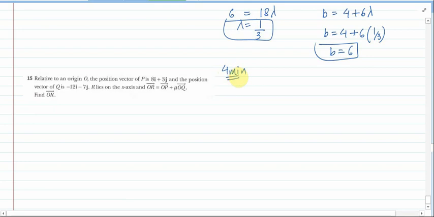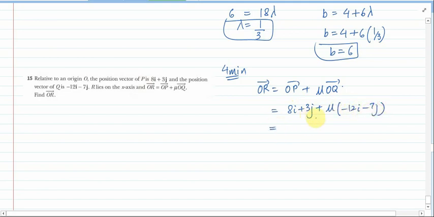Alright, the equation we have is OR equals OP plus mu times OQ, right? The values for P and Q are known, so OP is 8i plus 3j, plus mu times OQ, and OQ is minus 12i minus 7j. I'm going to gather the i and j terms all together, so it will be 8 minus 12 mu i. Alright, I have multiplied the bracket and gathered the i terms, plus 3 minus 7 mu j.